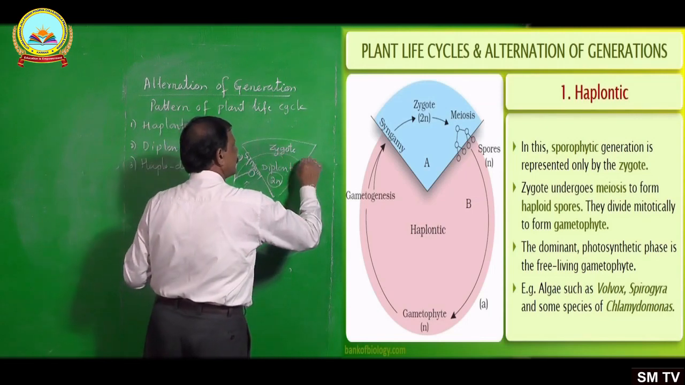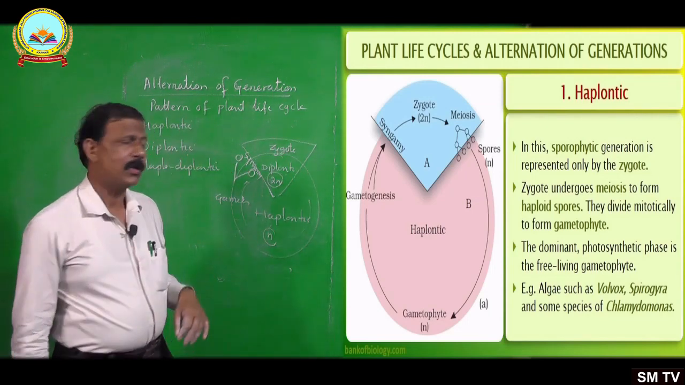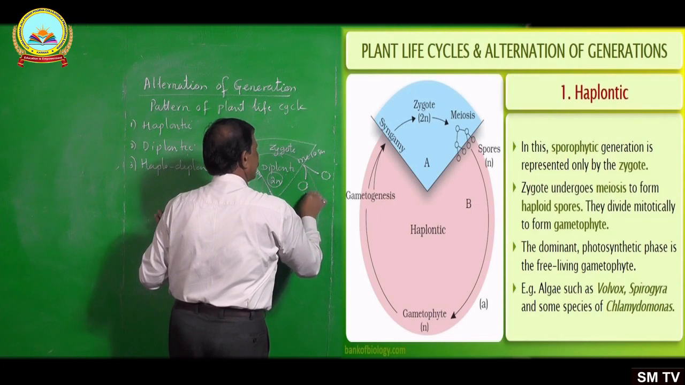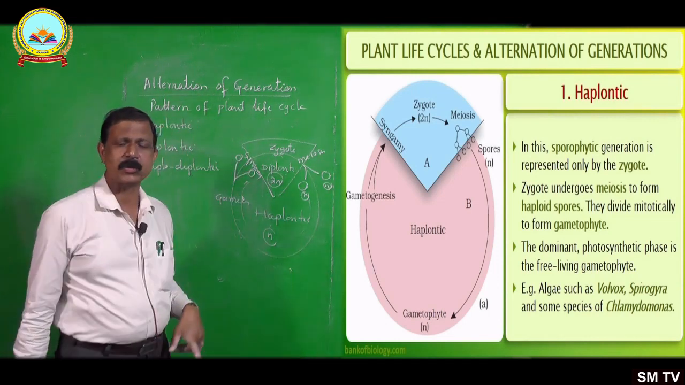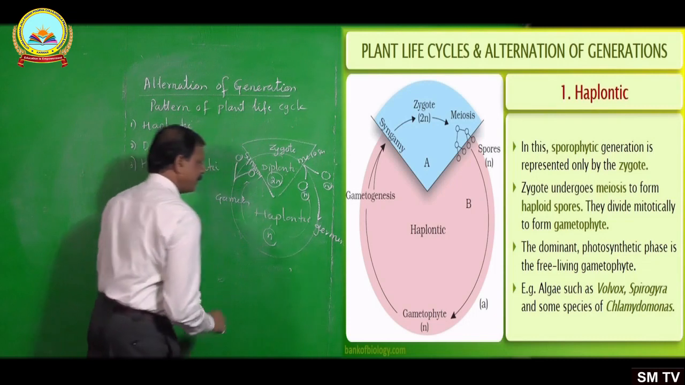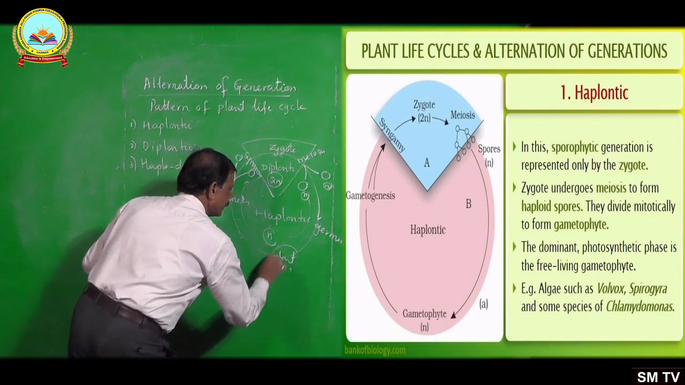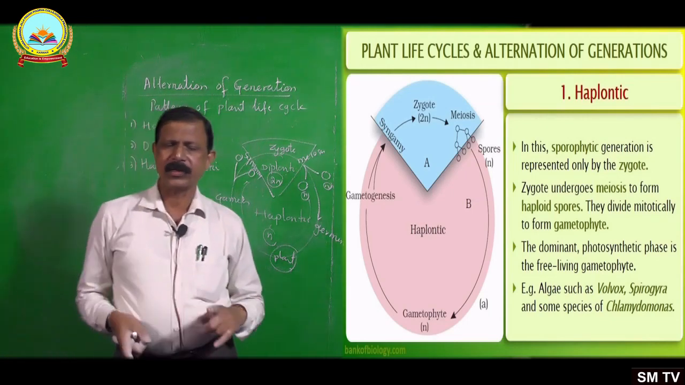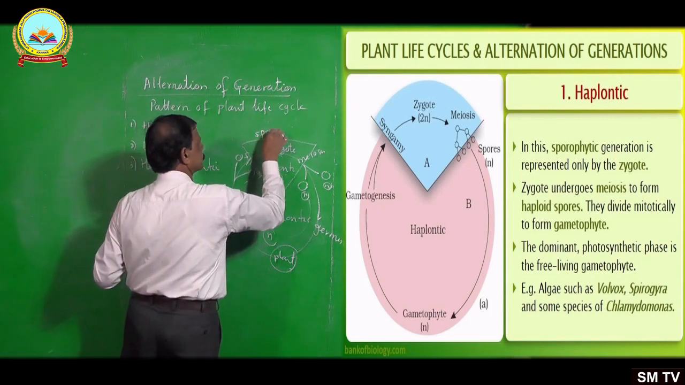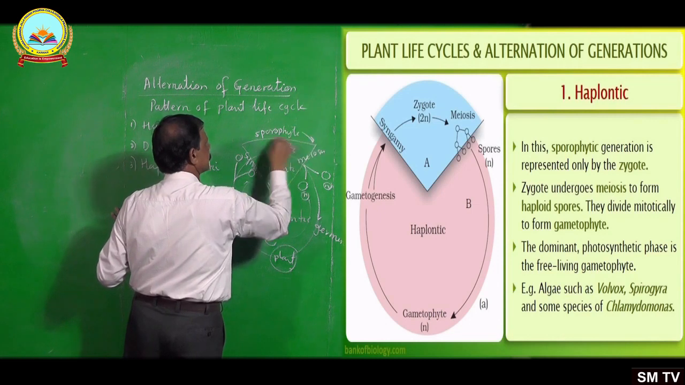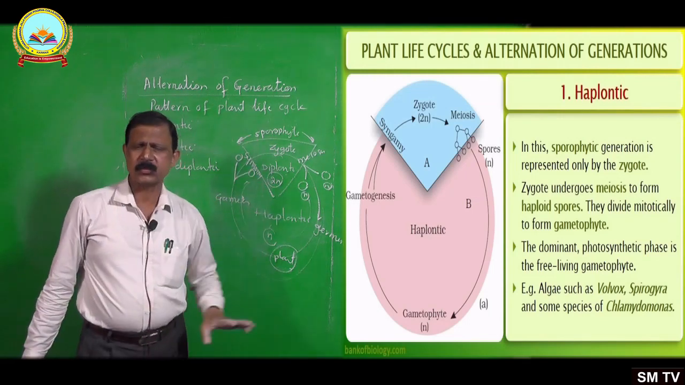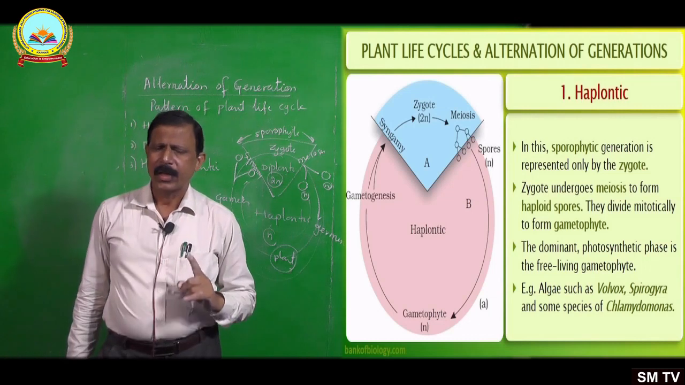Now this zygote undergoes meiosis, and we get haploid N spores. When the haploid spore germinates once again, you get the haplontic plant. So here the gametophyte is the plant, and the sporophyte generation is represented only by the zygote. The sporophyte is sterile; the zygote undergoes meiosis to form haploid spores.